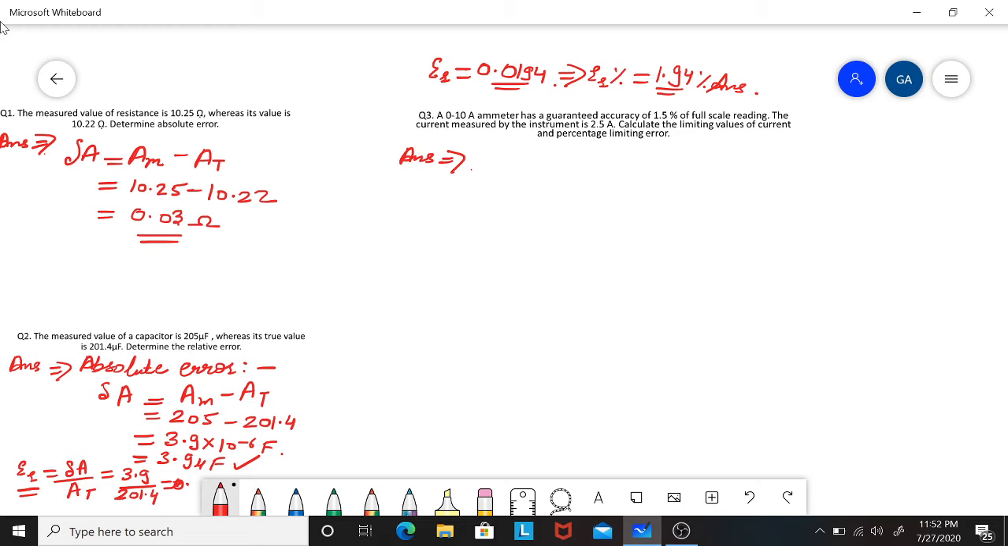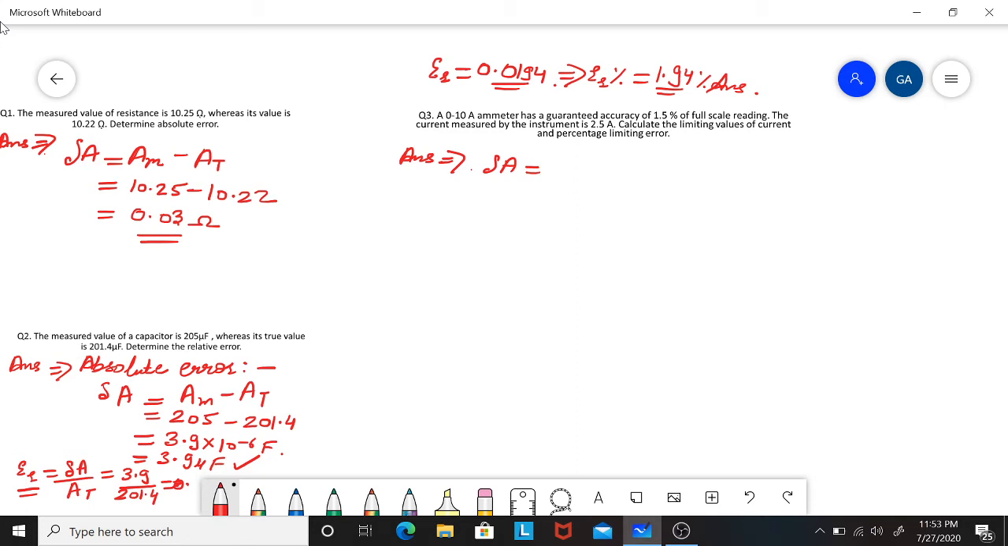Okay, so now they are asking: if the current measured by the instrument is 2.5 ampere, then what will be the limiting value of the current and percentage limiting error? So firstly we'll calculate for the full scale. For 0 to 10 ampere, as you know, delta A would be what?